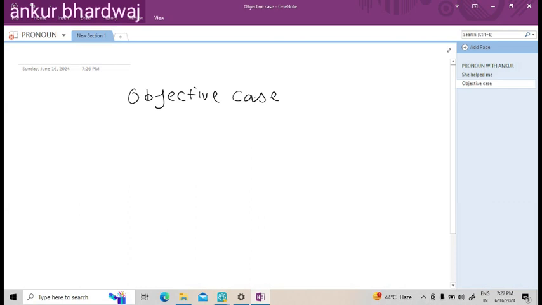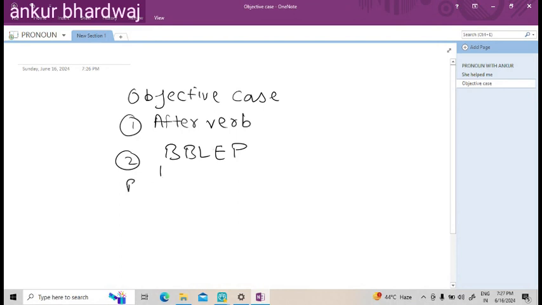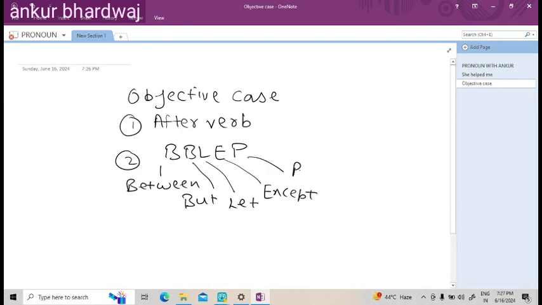In the objective case, we have to learn two rules. The first is after a verb, and the second is BEBLEK. Here, BEBLEK consists of between, but, let, except, and to, meaning here any preposition we can use. So this is BEBLEK.